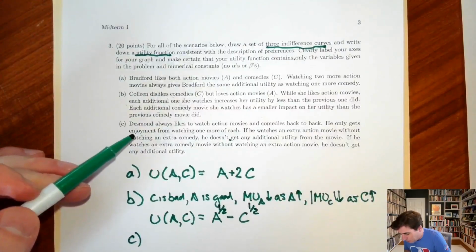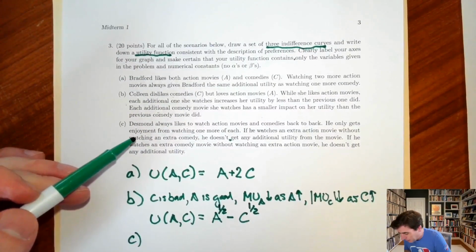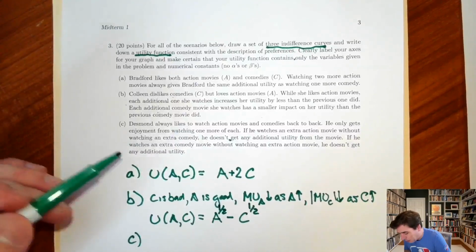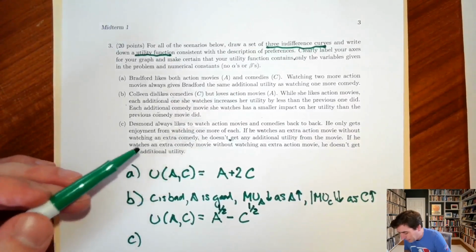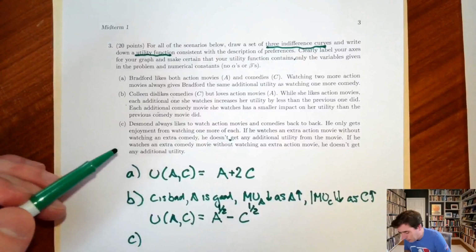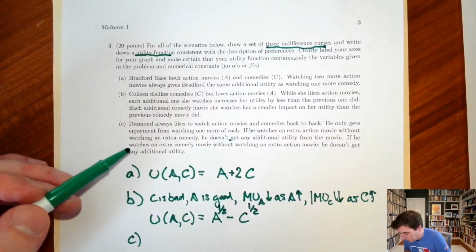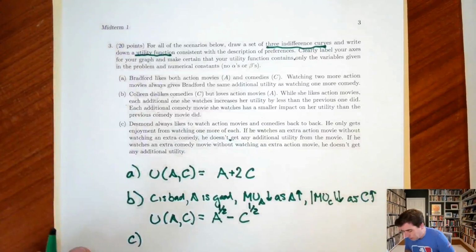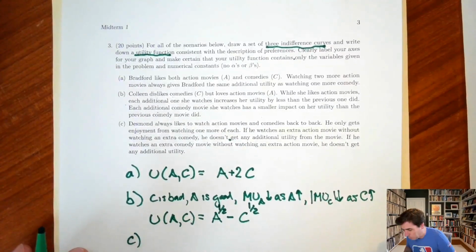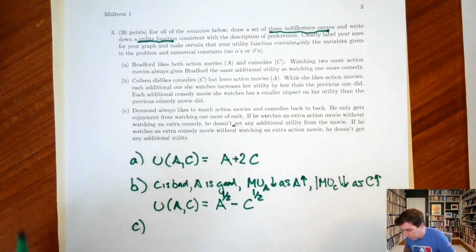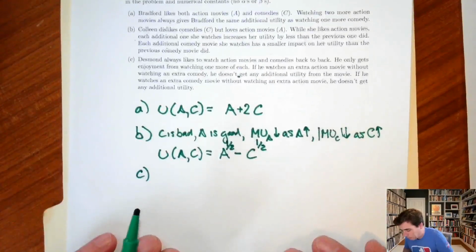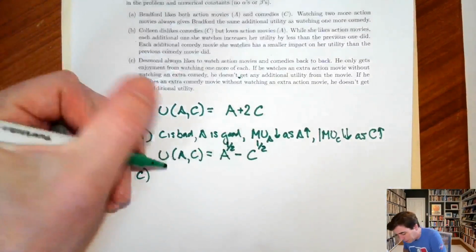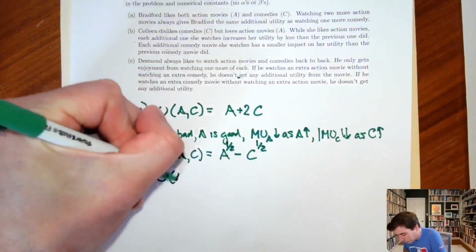Desmond always likes to watch action movies and comedies back to back. He only gets enjoyment from watching 1 more of each. If he watches an extra action movie without watching an extra comedy, he doesn't get any additional utility from the movie. If he watches an extra comedy movie without watching an extra action movie, he doesn't get any additional utility. All right, so Desmond here seems to be combining these movies in a 1-to-1 ratio, and they have to be combined that way for him to get utility. So these are our perfect complements. All right, so we realize we're in this special case of perfect complements.